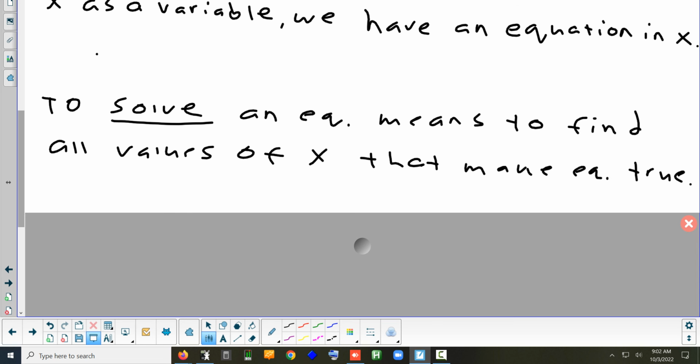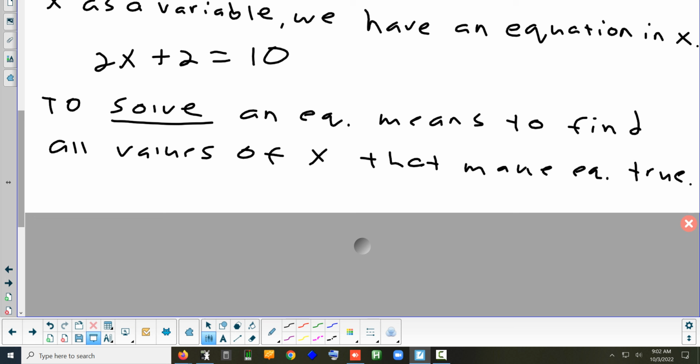Here's another example of an equation you could solve. One extra step compared to the last problem, but still not too bad. If you were to solve this equation, what would you get for x? 4. You get x equals 4.